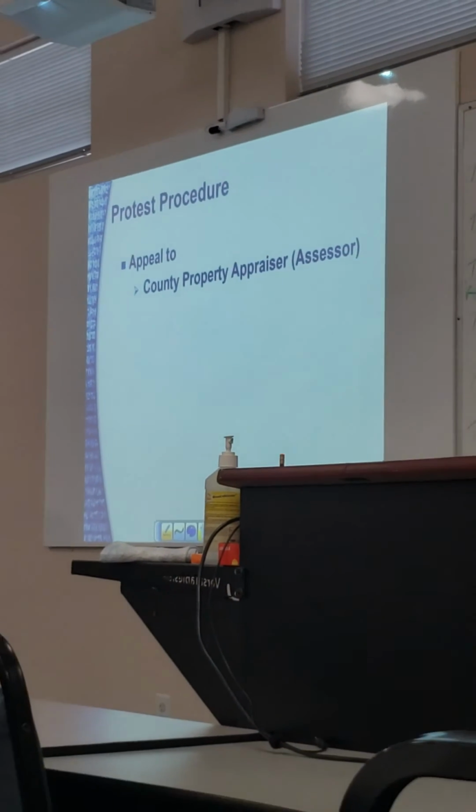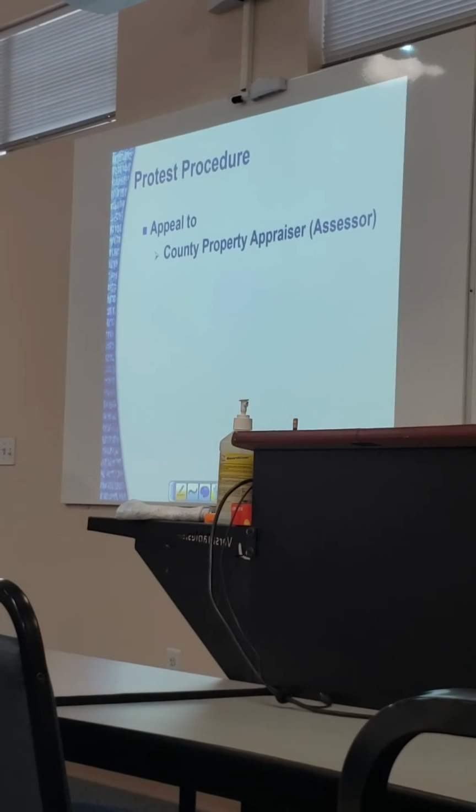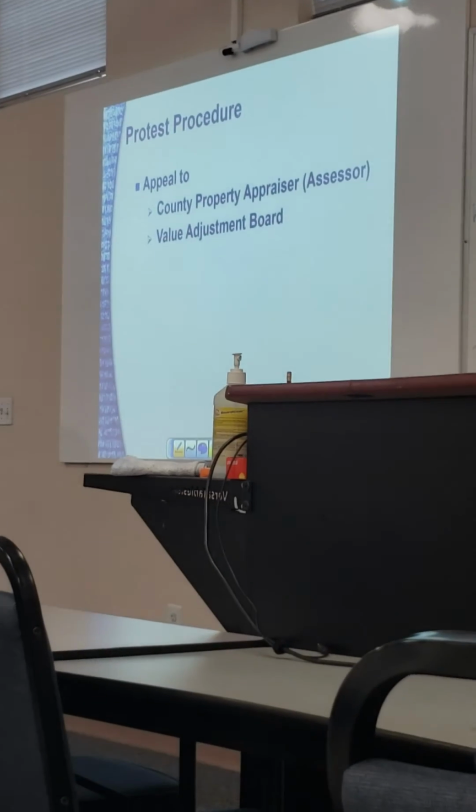So the assessed value is determined by the county assessor or appraiser's office, and is sent to the property owner around August. And if the property owner does not like the assessed value, they can protest it. And you need to know the sequence they have to go through to protest the assessed value. The first step is they have to appeal to the county assessor or appraiser's office. And if they do not get any satisfaction from this office, they can go to the Value Adjustment Board.